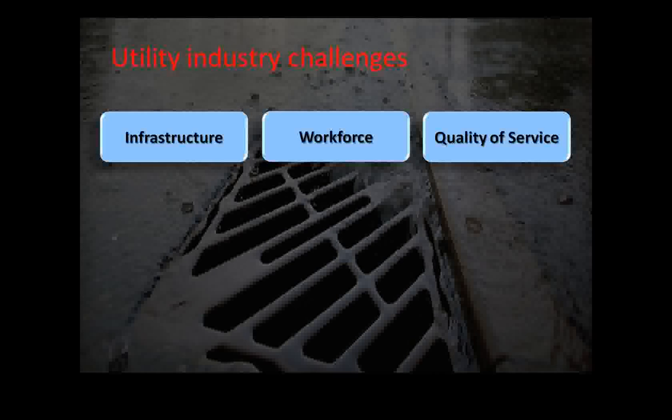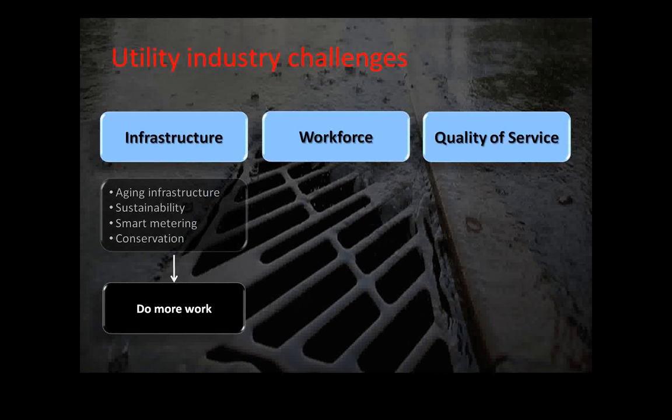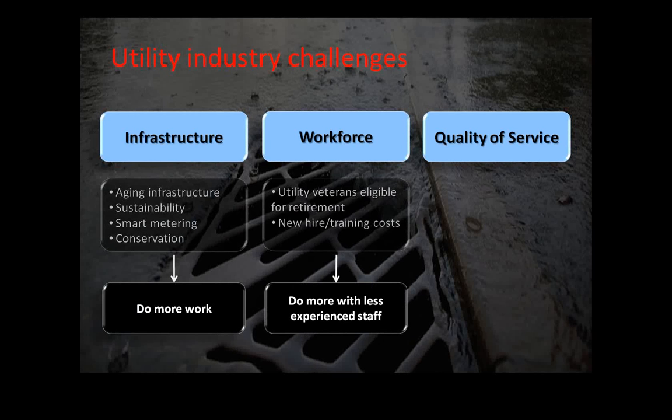So let's look at the utility industry and think about what your compelling events are. What's happening right now? First off, we've got aging infrastructure. There's a lot more work that has to be done. We have a lot of people who are retiring. We have new people we're bringing on board, and we have less experienced staff. We also have to attract those new staff because they're coming out of school. They expect things to be computerized. They're looking for these new modern tools to be using.